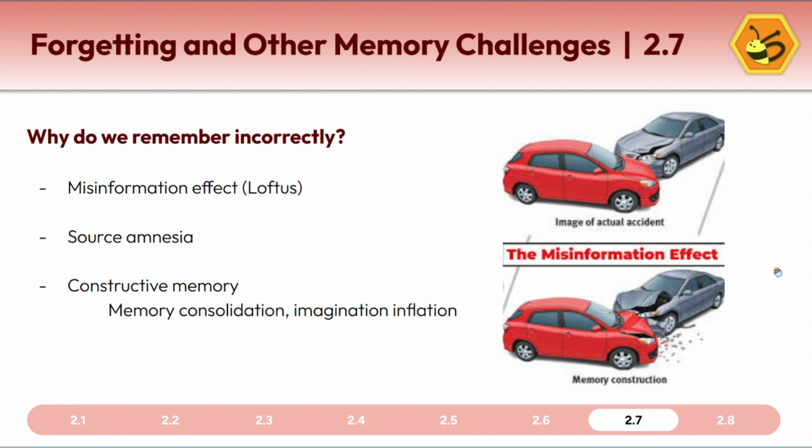Constructive memory is the idea that we're missing pieces of information, and so our brain will fill in the blanks based on our prior knowledge, even if it's not accurate. Memory consolidation is when new memories become long term. During this process, we can modify the memory and accidentally make it inaccurate.